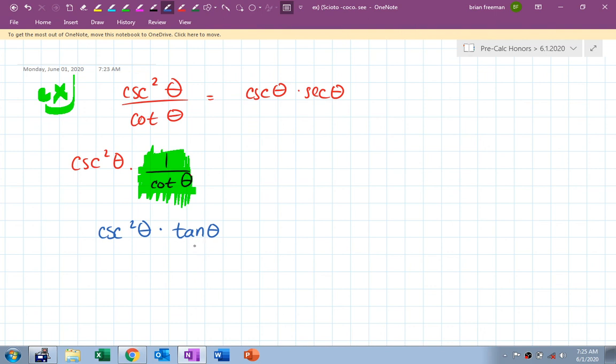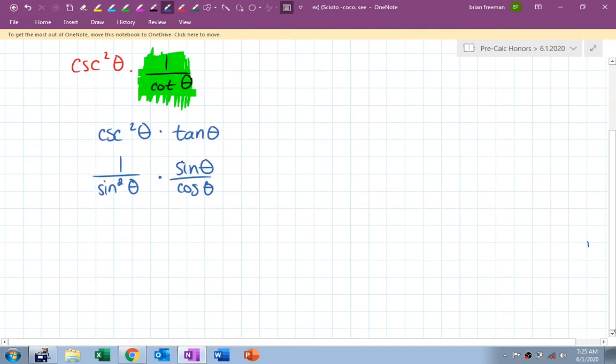So tangent we can rewrite as sine over cosine. Cosecant we can rewrite as 1 over sine. It has to continue to be squared though. This looks promising. I can cancel out one of these squareds, and I'm left with 1 over sine times 1 over cosine, which is cosecant times secant. And I think we just did it.